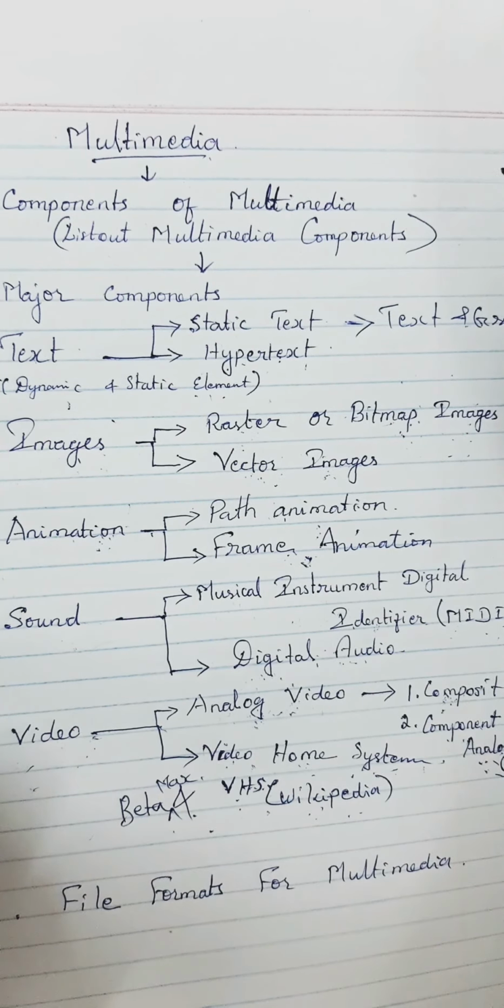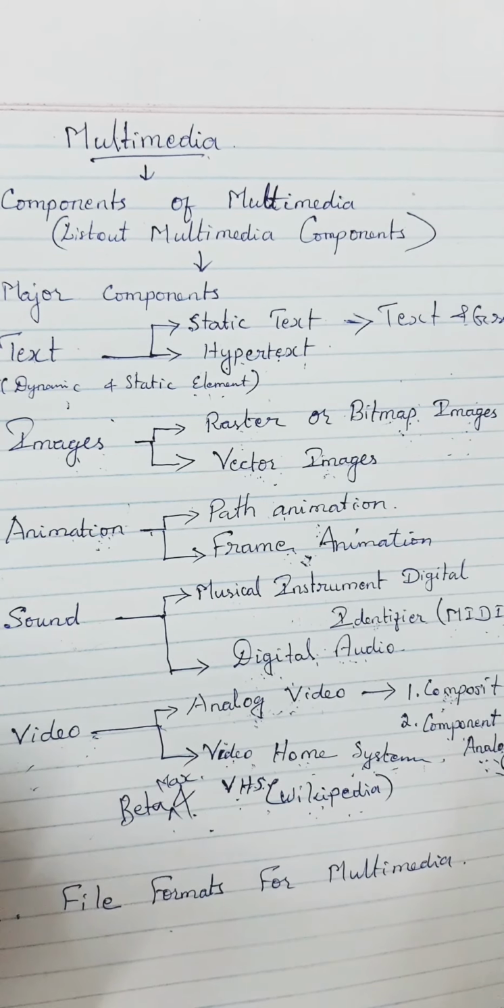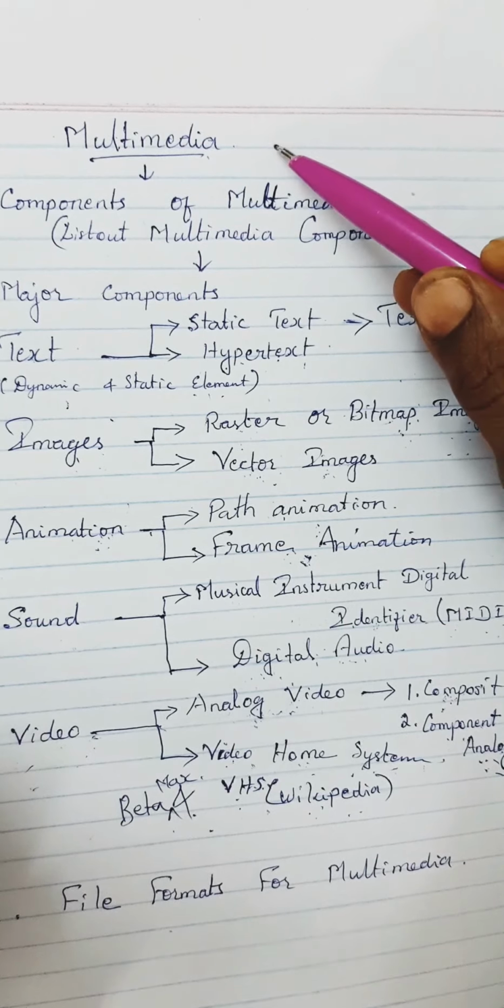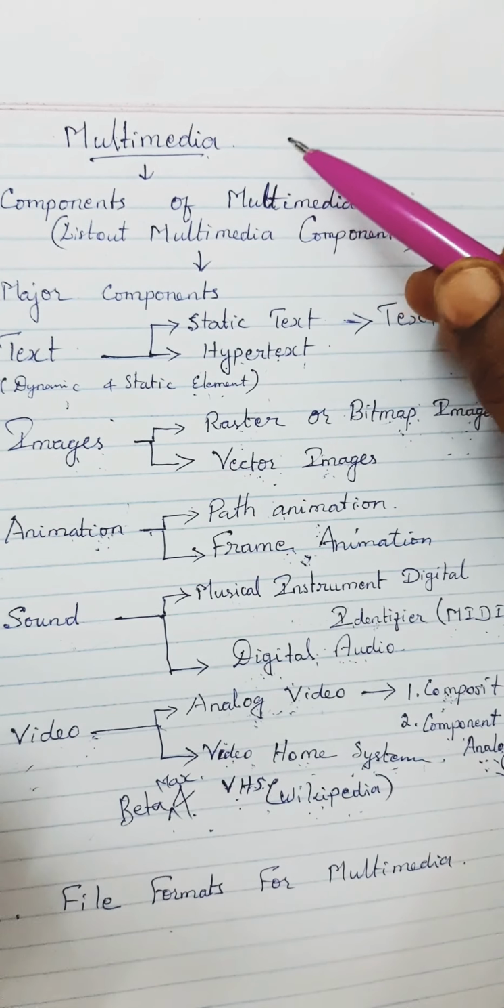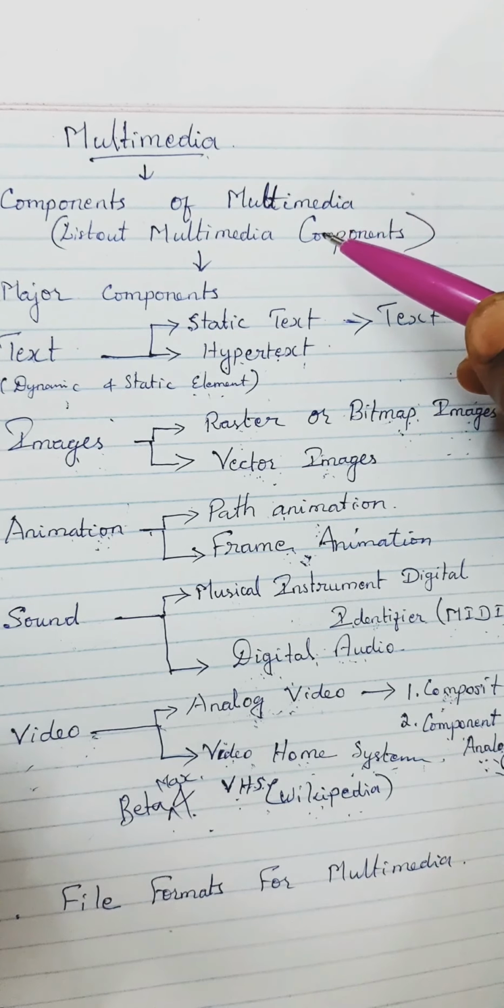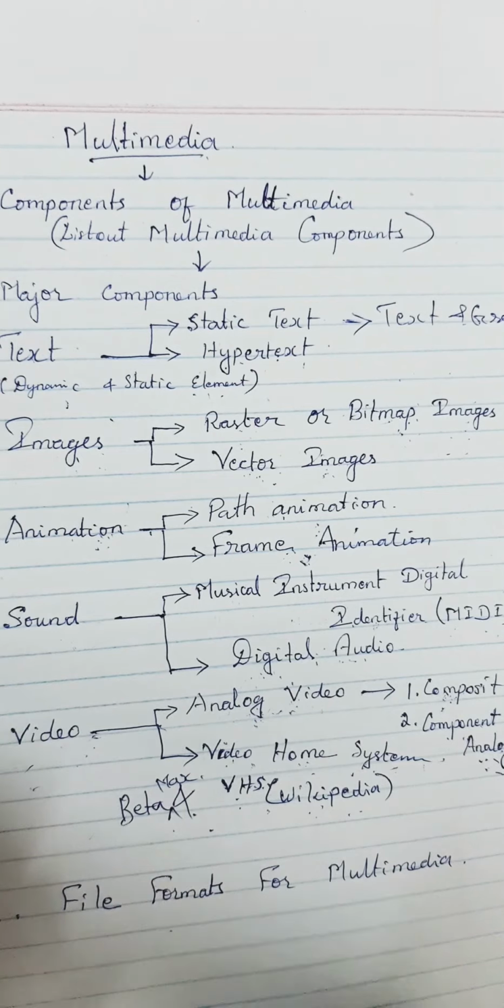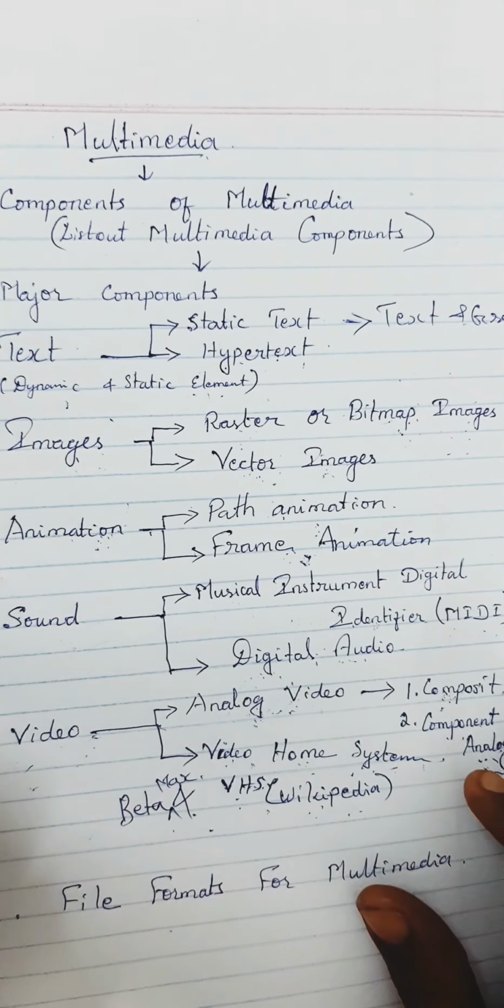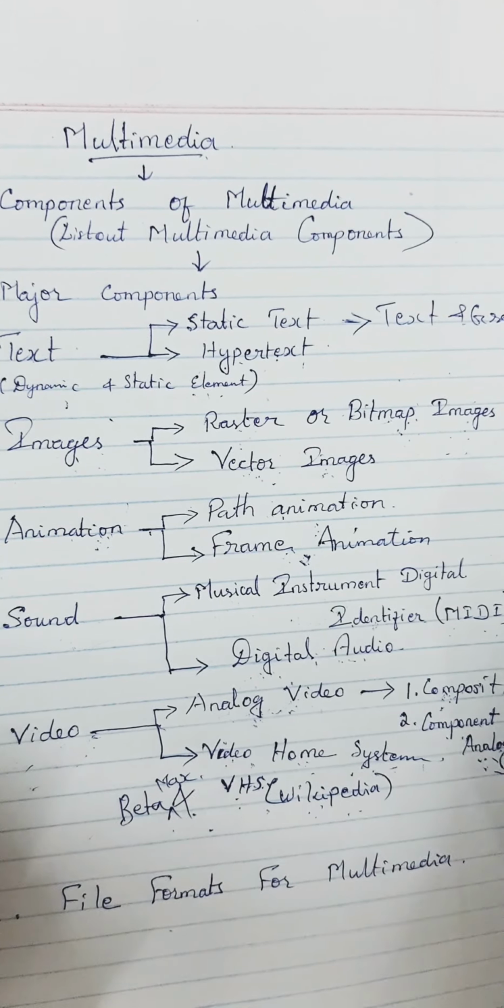For us, first chapter, Multimedia and Desktop Publishing. Multimedia, what do you mean by multimedia? That multimedia, we have already studied from first standard to ninth standard. Everything we know already. The same thing we are going to study very deeply.